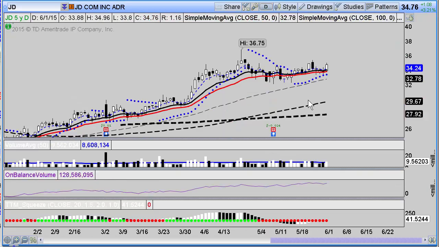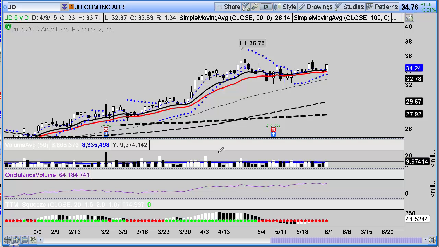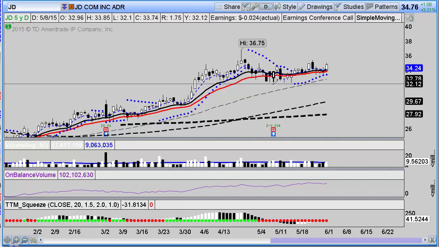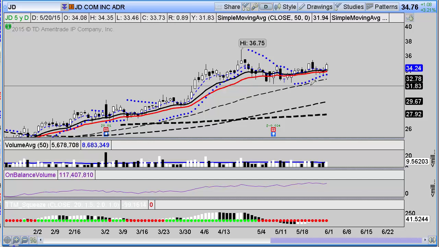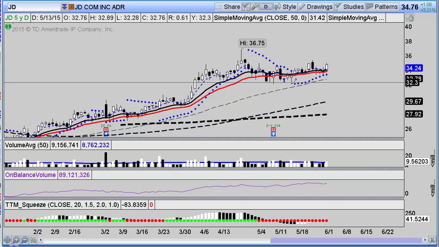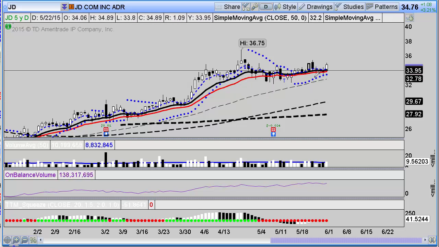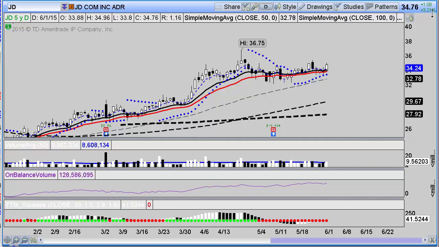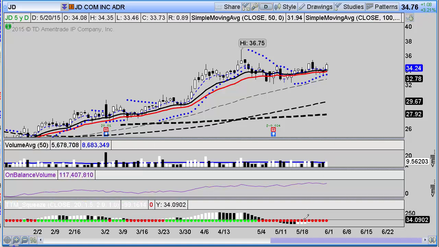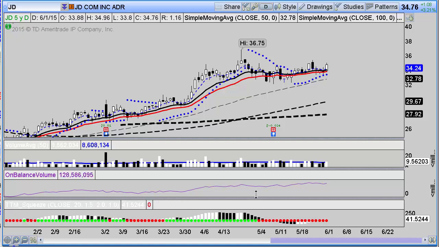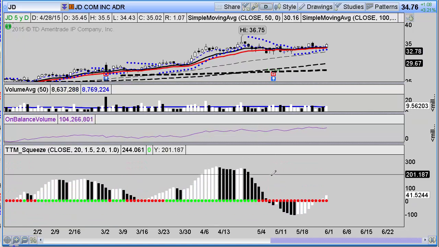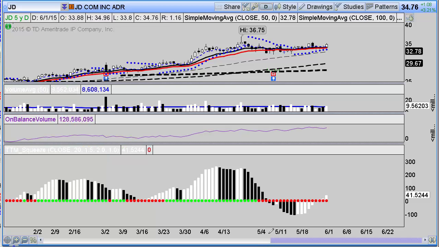Then when you move down into the daily chart, this is what I really like to see. You pull back and you're not even able to tag the 50-day moving average, so you're seeing buyers come in prior to that level. You're also seeing that today we had a really great move, up 3.2% on better than average volume, and we have a squeeze in play.